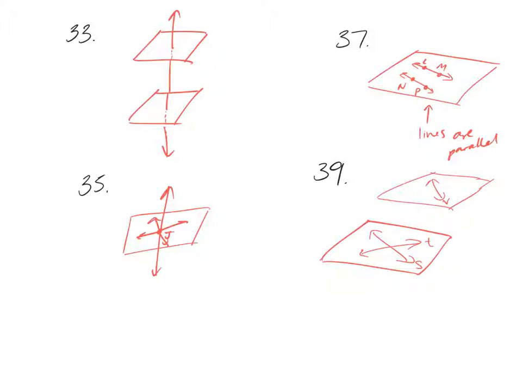You could draw S and T in any direction and line V in any direction, so long as S and T both intersect, and it doesn't matter which plane is on top and which one's on bottom. Similarly, in 37, your lines could go a different direction. In 35, your lines could have gone in a different direction. Here, these are just example sketches of what your answer could have looked like.